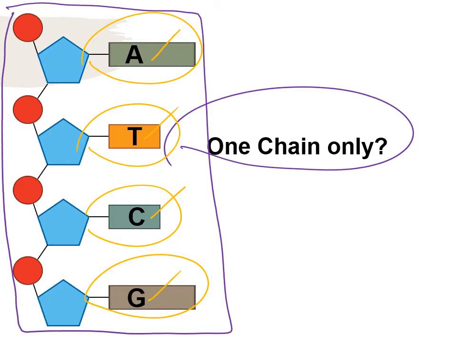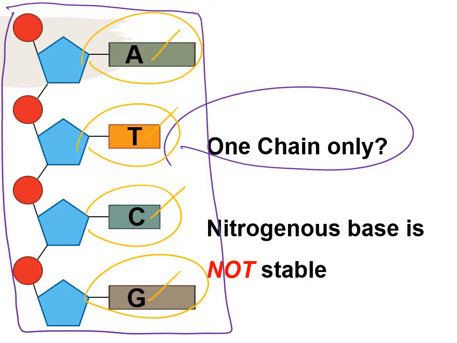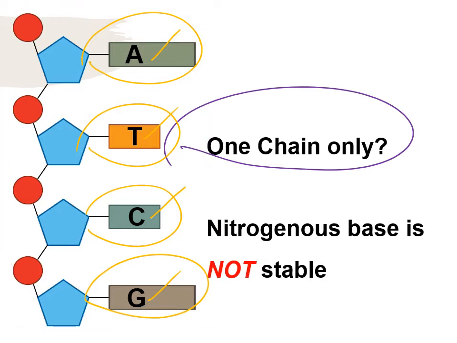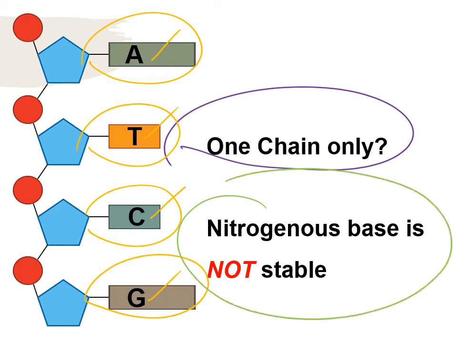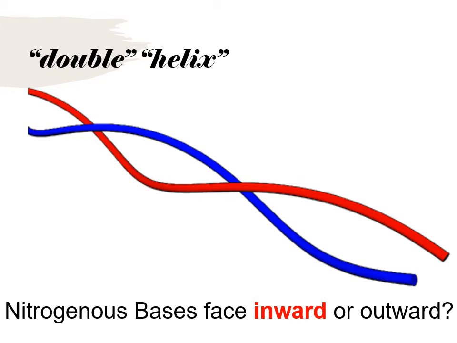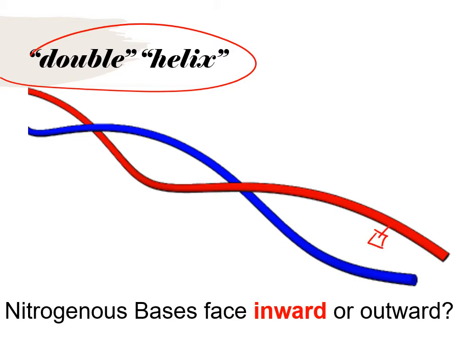Each of them is a different nitrogenous base, and the nitrogenous bases are very, very unstable, so they cannot exist on their own. They must exist in pairs. The nitrogenous base must pair up with another nitrogenous base. Therefore, scientists started to think DNA cannot be only one chain, it has to be 2 chains. And it might be a double helix, where you can see the bases join up in here like this.